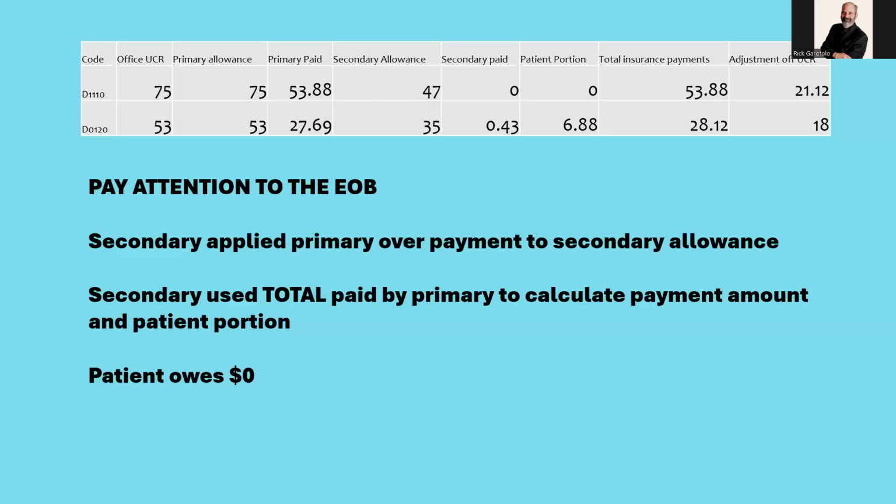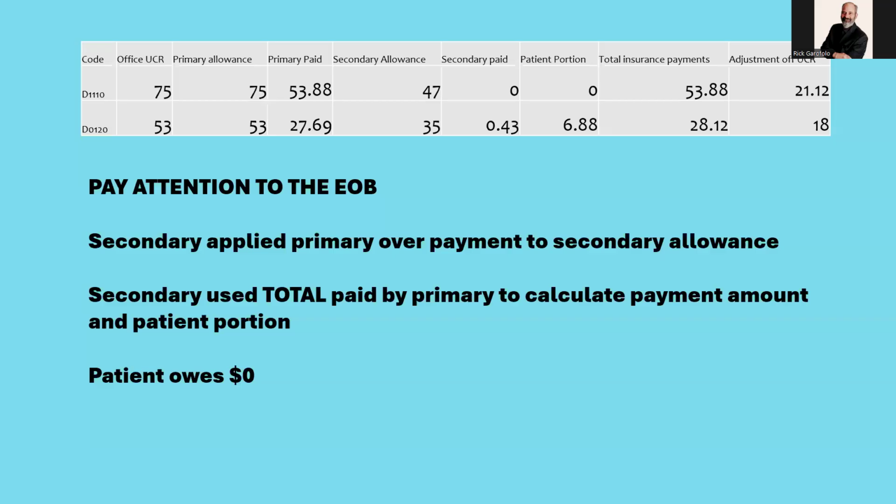But up here, you see, I'm not writing off from $75 down to $47 for that pro fee. I'm only writing off $21. I'm writing off the difference from 75 down to 53.88 because that's the total of the two insurance payments. So I'm actually able to collect more than the lowest allowance here, that in-network allowance with Cigna. I'm allowed to collect more because the primary paid more.